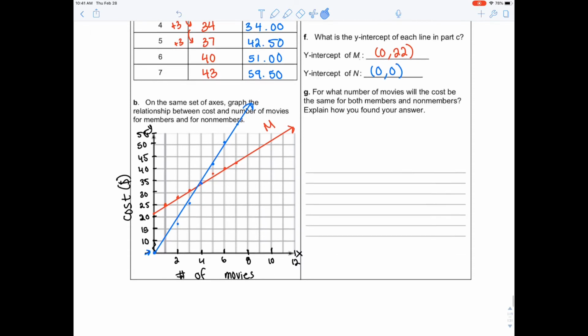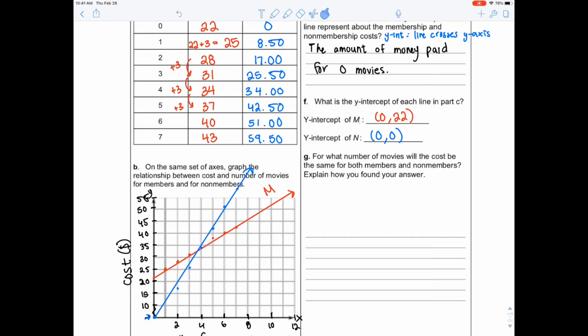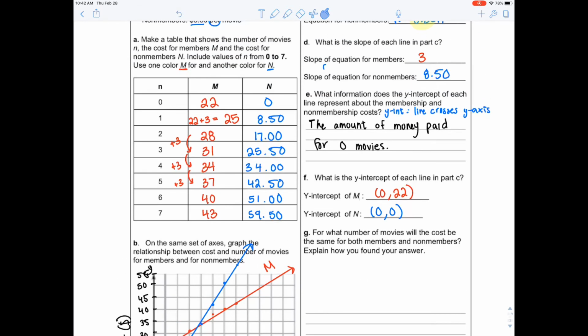All right, last question about the movies here. For what number of movies will the cost be the same for both members and non-members? So after how many movies will members and non-members pay the same price? Well, let's take a look at our table. Well, for one movie, members are paying $25, but non-members are paying $8.50. So not quite. We're gonna keep searching our table here. So 2 movies is 28 for members. So nope. 17 for non-members. Nope. That's not gonna work.